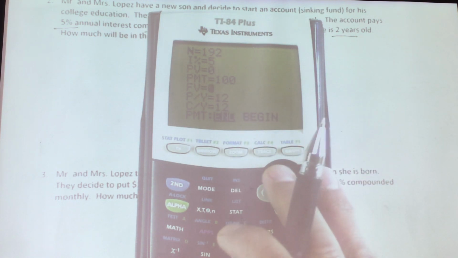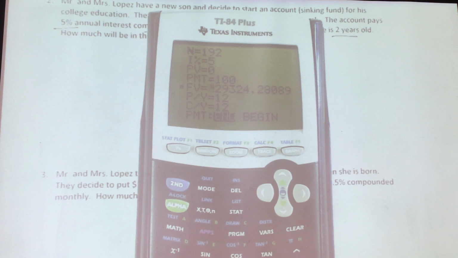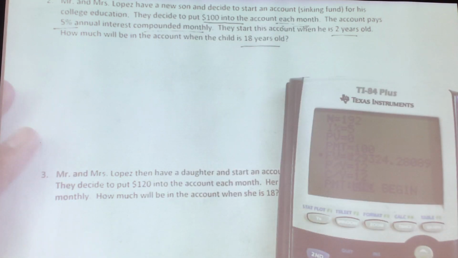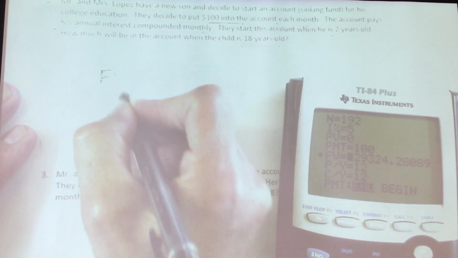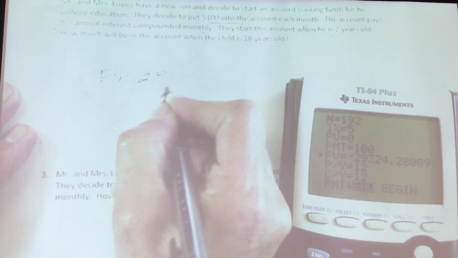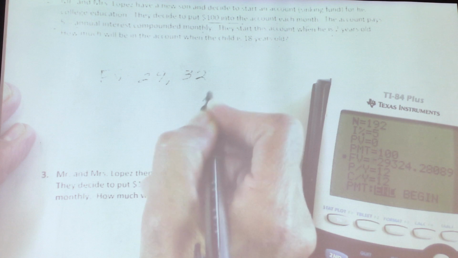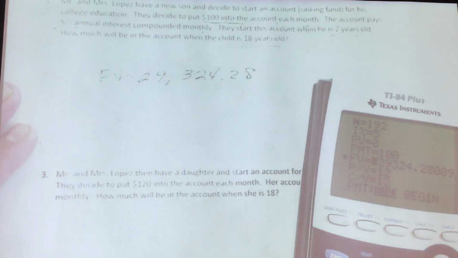Now solving for future value, alpha enter, and this is the amount that he will get after the 16 years. So future value is $29,324.28.